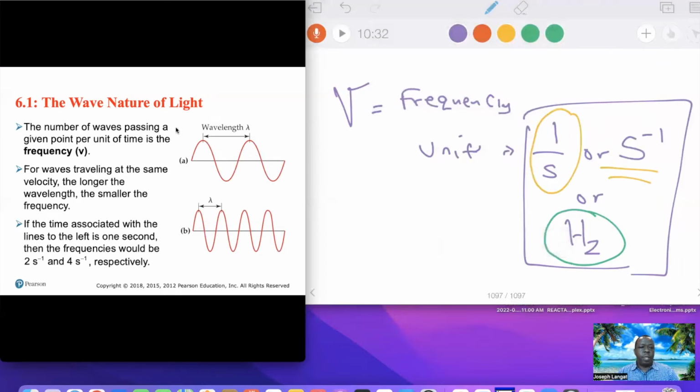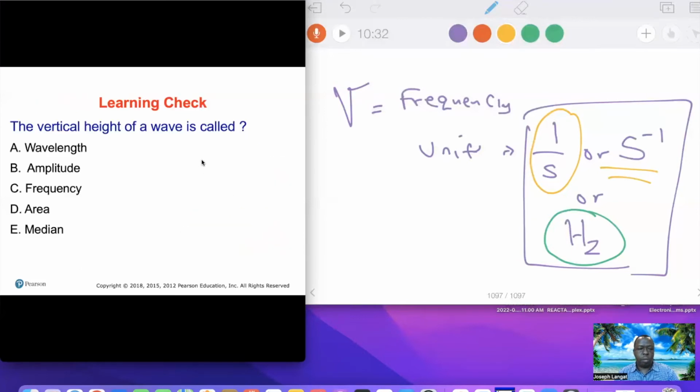Now, if you look at the two waves here, two waves in A, this one has a longer wavelength, this one has a shorter wavelength. The frequency here is high, the frequency here is low, okay? And this is the amplitude.